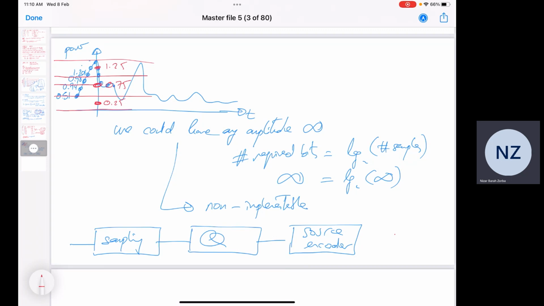Instead of having infinity, now we will have 1, 2, 3, and all the values larger than 1, whatever the value is, we will say this is 1.75. So here, for this case, an infinite number of possible amplitudes, we transform them into only 4 different amplitudes. This is the kind of approximation.